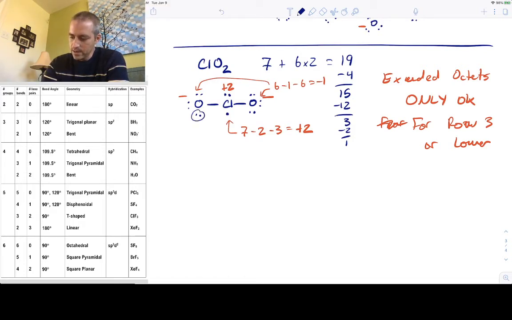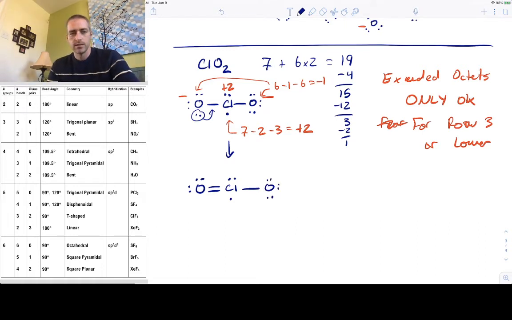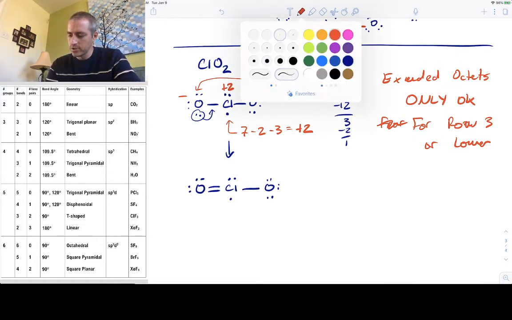So we can take one down from its neighbor, and if we do that, we get this structure. We get oxygen, pair, pair, double bond, chlorine, lone pair is still there, single electron is still there, the oxygen on the other side is the same as before. So this structure might look a little bit better. Let's look at formal charges now.